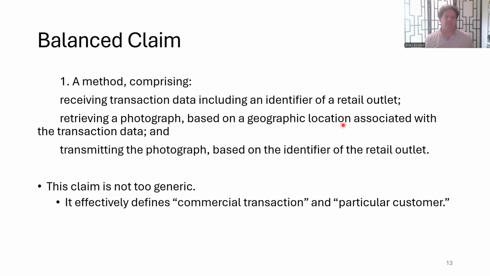You know, the claim is not too generic, right? It effectively defines commercial transaction. Well, which one? It's the one with the retail outlet. It effectively defines particular customer. Which one? The one at the retail outlet. It's not somebody walking around the supermarket. It's not somebody at the depato. It's got to be something about this retail outlet. Again, not the greatest claim.